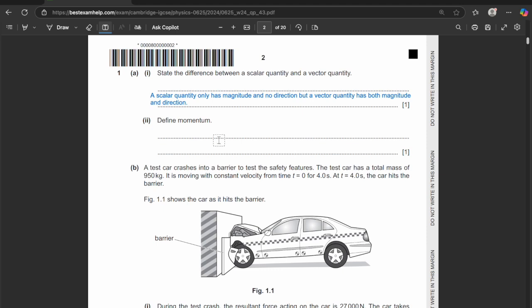Number 2, define momentum. So in physics, if you see them asking for definitions, you can also write formulas for that. So momentum is just mass into velocity.